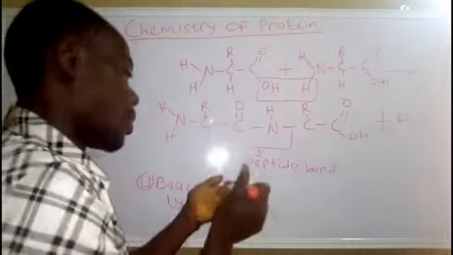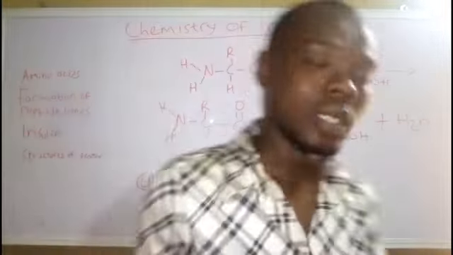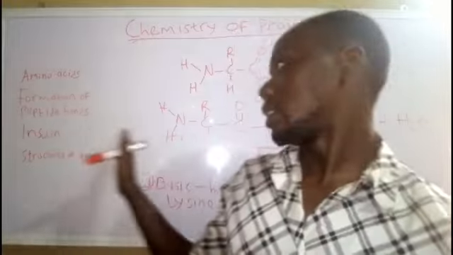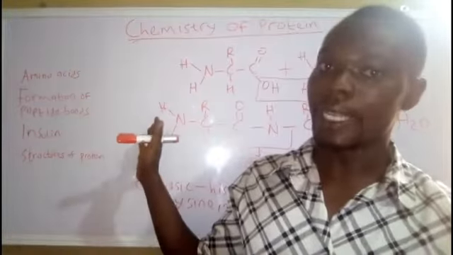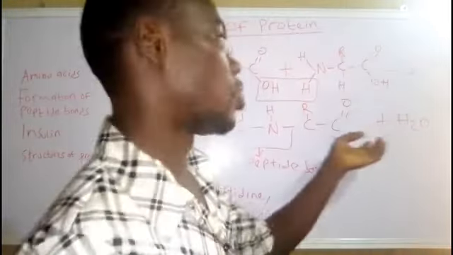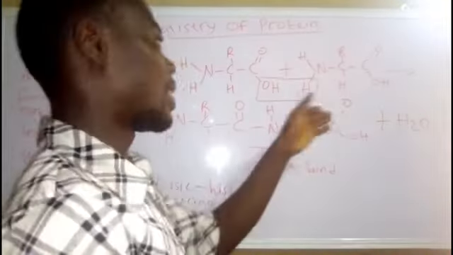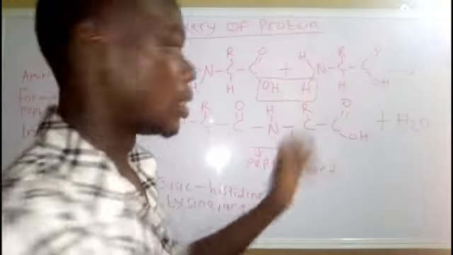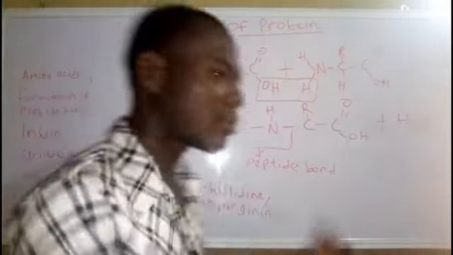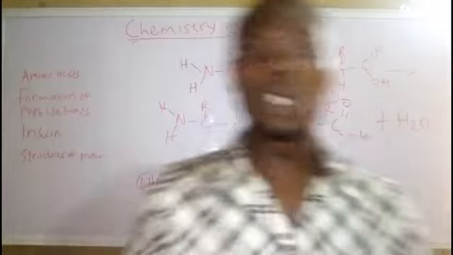So protein always begins with N. It has N at one end and C at the other end. It terminates with N at one side and C at the other side. So that's that. Now we could continue having several amino acids joined together.